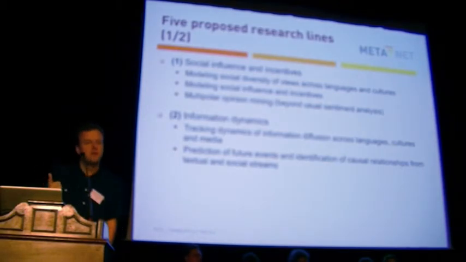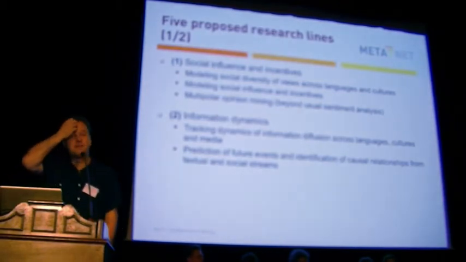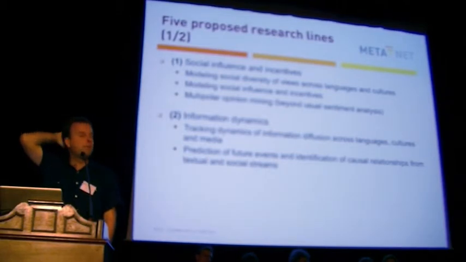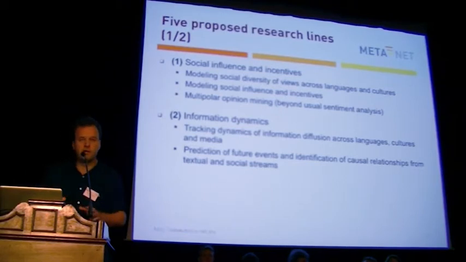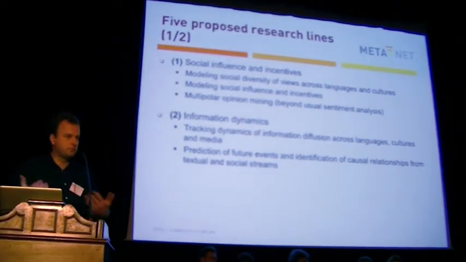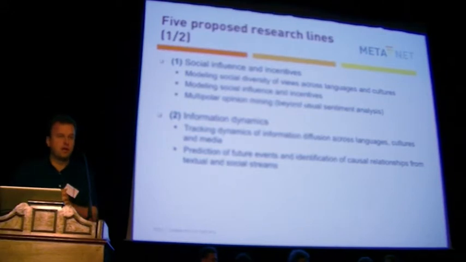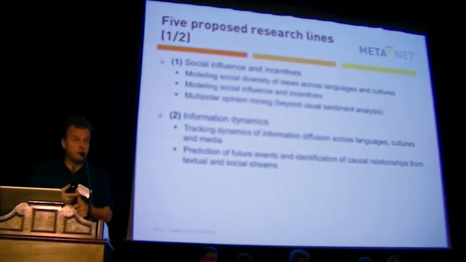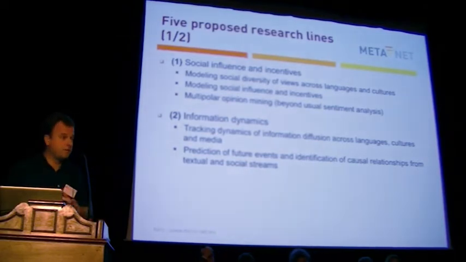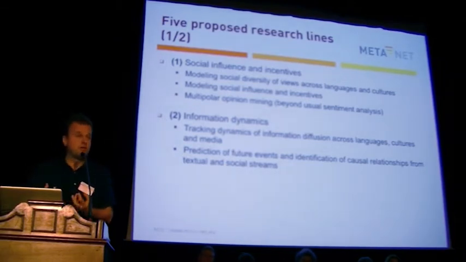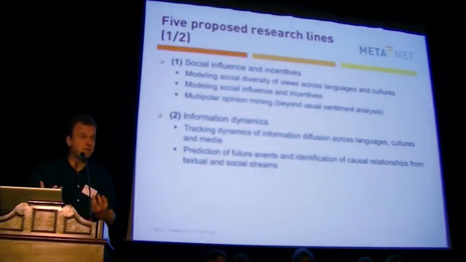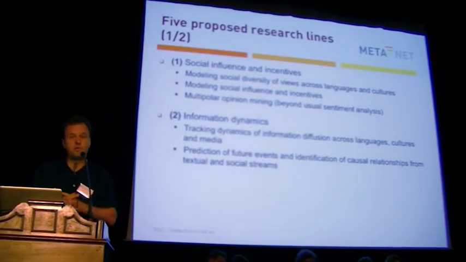So the first one is modeling social influence and incentives. Since we have social media, social media is driven by something. Often we don't know actually by what. But some recent research shows that it's possible first to model, to understand, and also to trigger influence. So this area is going up, and this is certainly something worth investing in. This includes also modeling diversity of information, diversity of different kinds, which appears in information.